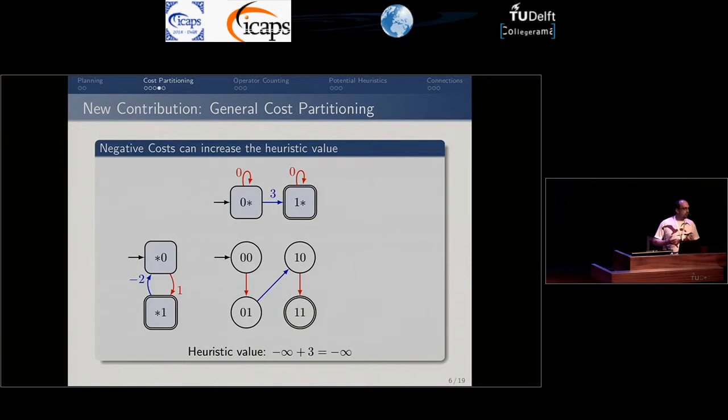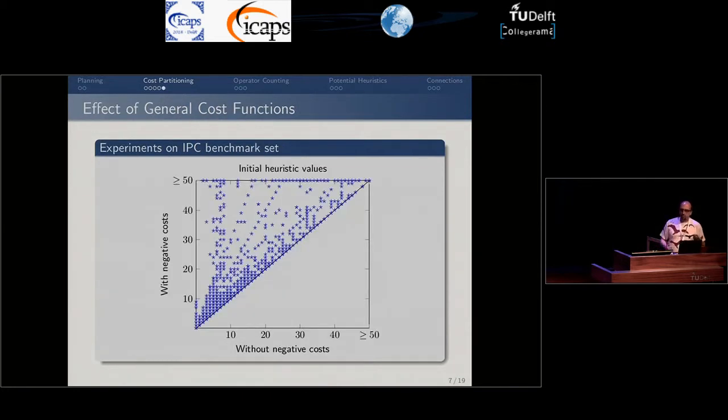It's actually possible to compute the best possible way of splitting up the costs in time that is polynomial in the size of these abstractions. And in practice, this makes a huge difference.